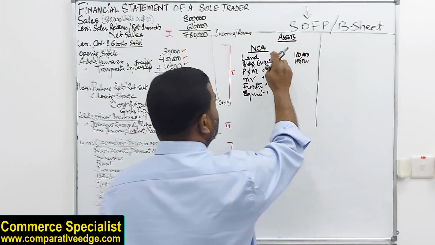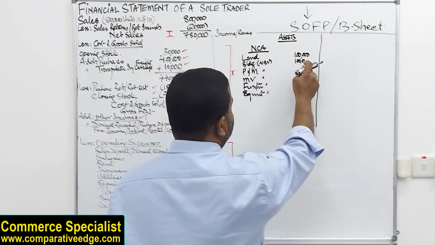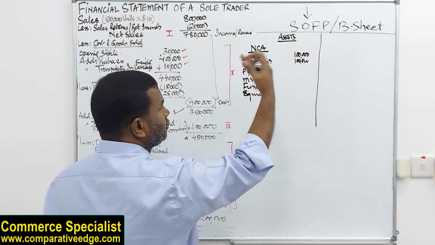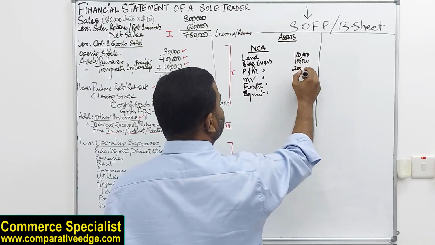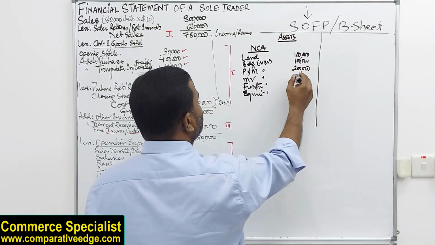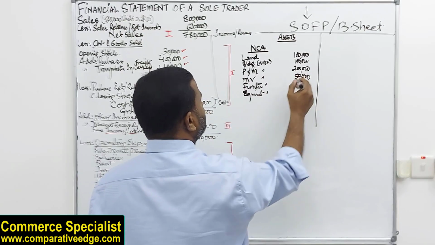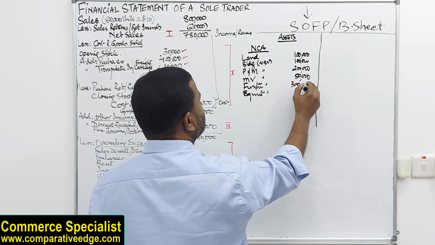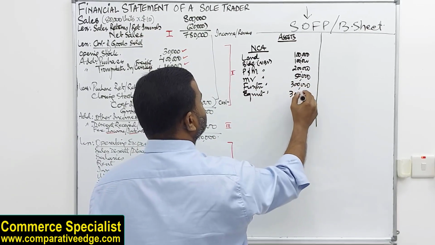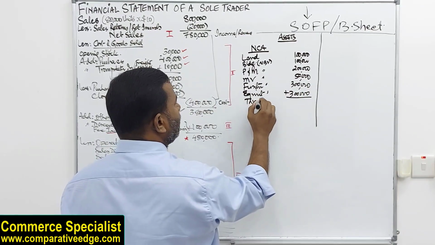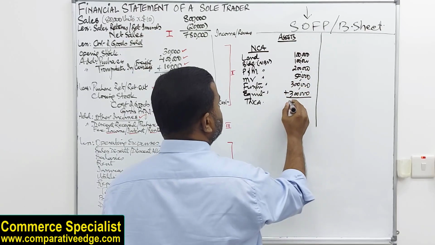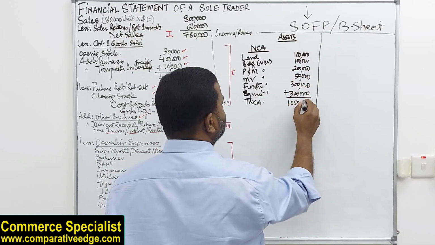You can show here cost minus accumulated depreciation, you get this. So I'm just saving time. I'm showing you how it is made. Plant and machinery, let's say 200,000. Motor vehicle, say 50,000. Furniture, 300,000. Equipment, another 300,000. So when you add all of them, you get total non-current assets. So this would be 1,050,000.